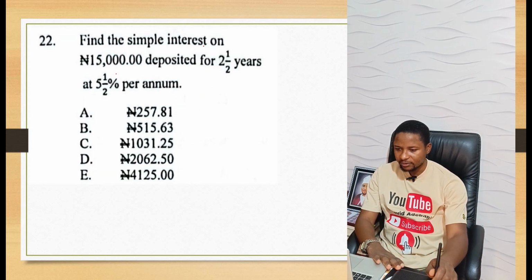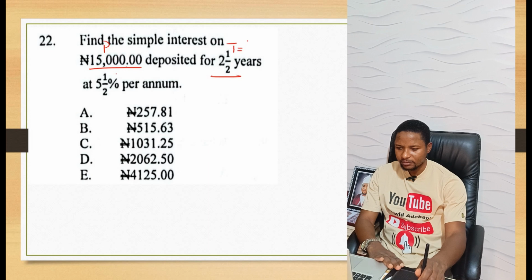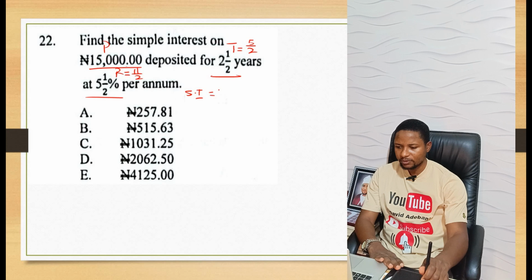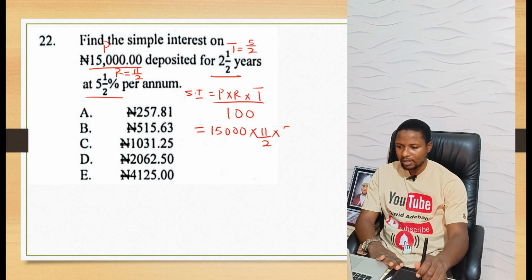Question 22. Find the simple interest on, this is the principal, deposited for 2.5 years. This is the time, which we can change to 2 times 2, 4 plus 1, that's 5 over 2. At the rate of 5, 1 over 2%, that's the rate. And 2 times 5, 10 plus 1, 11 over 2. Alright, so the formula for simple interest that we're looking for is principal times rate times time over 100. And what is my principal? That's 15,000. The rate is 11 over 2 and the time is 5 over 2.